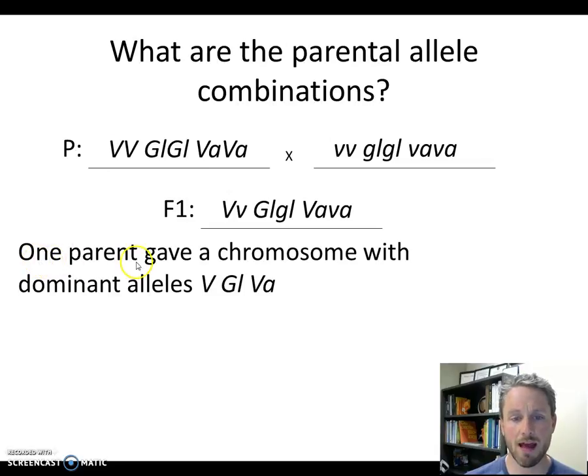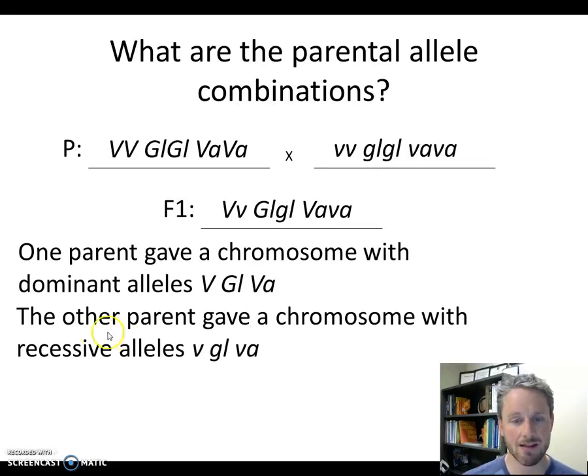Well, if we think about that parent, that one parent gave a chromosome with the dominant alleles on it, with the uppercase V, the uppercase GL, and the uppercase VA. Well, the other parent had to give a chromosome with the recessive alleles, a lowercase v, lowercase gl, and a lowercase va. Because these alleles came grouped together from one parent or the other, we know exactly which of the alleles are linked to one another in this F1 organism.